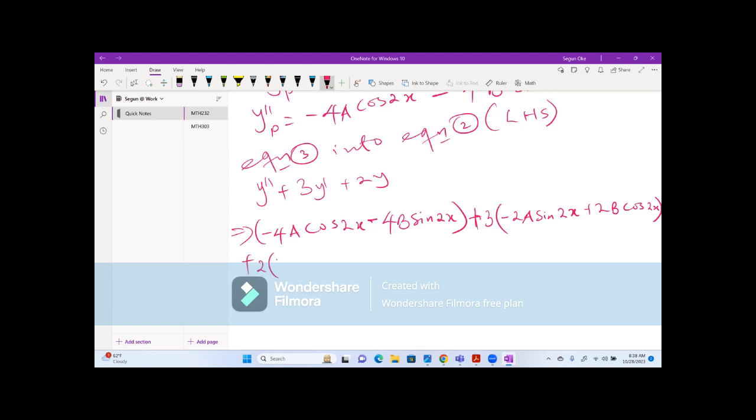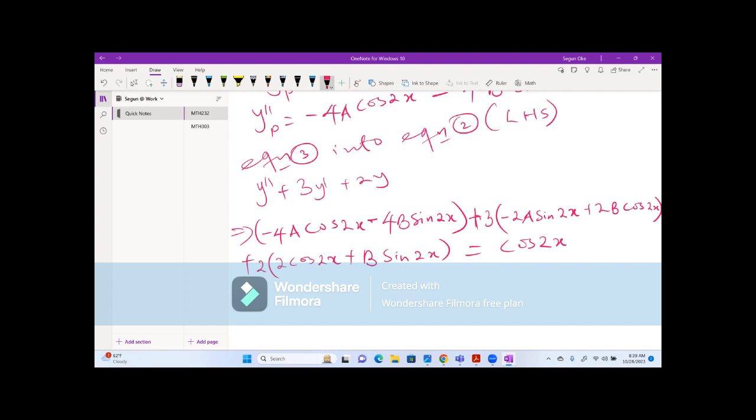Plus 2 in brackets, 2 cos 2x plus b sin 2x. Everything equals cos 2x. So you can open the brackets one after the other and equate them together. Does anything cancel? Let's look at it critically. Which ones cancel each other?